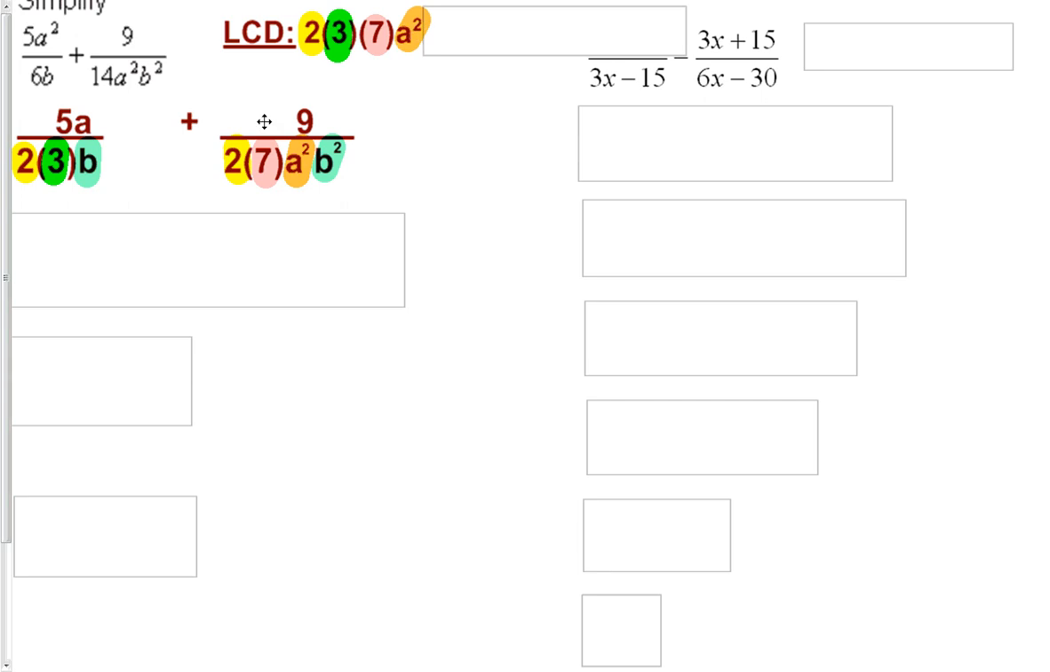So again, not very much overlap in this particular one. B is our only overlap, in fact. We have a B and a B squared. The B squared has a higher power, so that's going to trump and get in our least common denominator.